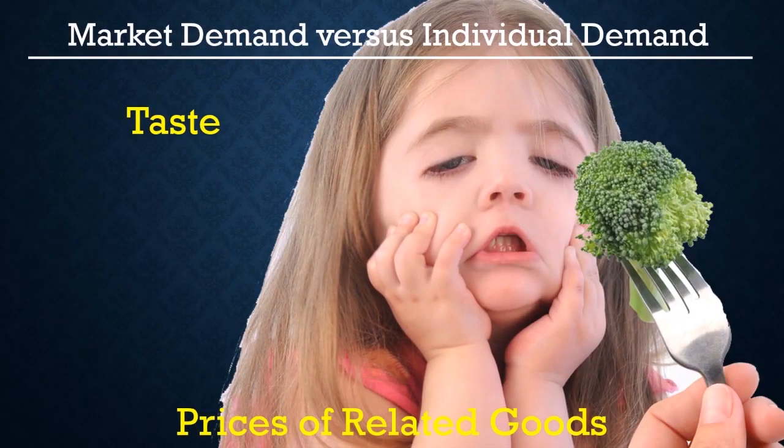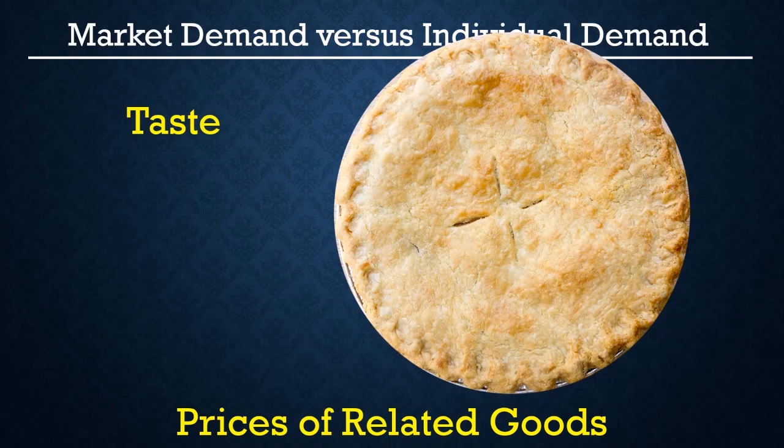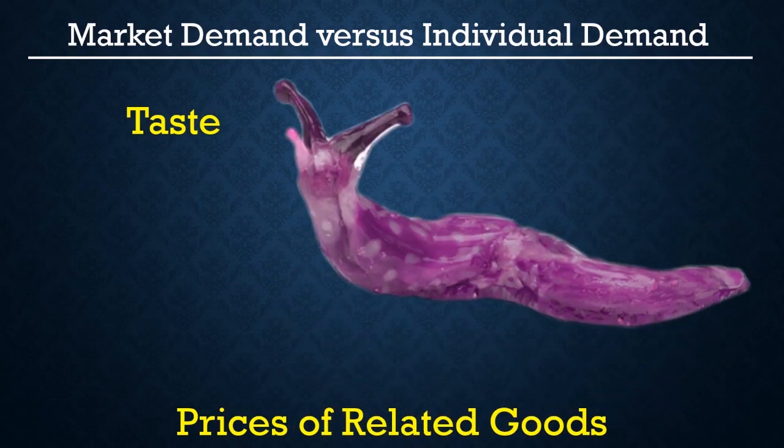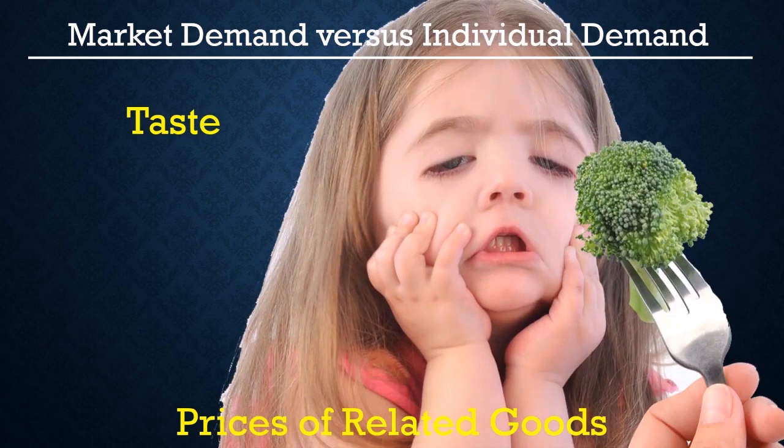Taste is another determinant of demand. By taste, we mean simply what we like or dislike, prefer or defer. The little girl here definitely doesn't like broccoli. She probably doesn't demand it for dinner or lunch or any other time. She might instead demand pie or Oreo cookies. Who knows? Maybe she likes giant slugs. Well, she'll just have to deal with the broccoli.